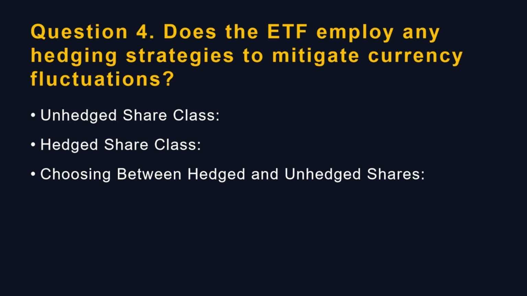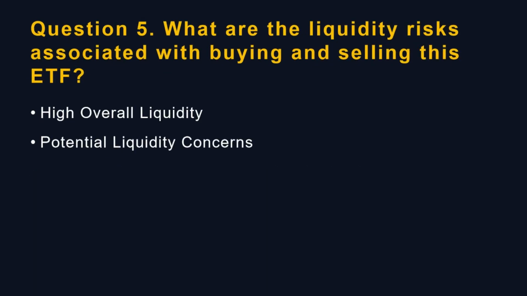For investors comfortable with some currency risk and potentially benefiting from favorable exchange rates, choose the unhedged share class if you're comfortable with potential currency fluctuations and believe the investor's home currency might weaken relative to the currencies of the underlying bonds. This approach might be suitable for investors with a longer-term investment horizon and a tolerance for some currency risk. Question 5. What are the liquidity risks associated with buying and selling this ETF?